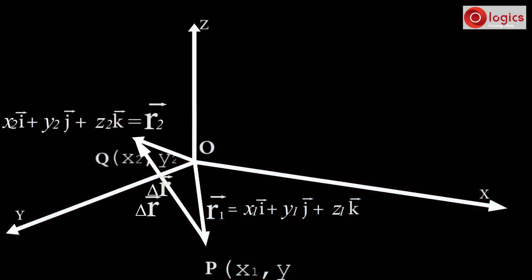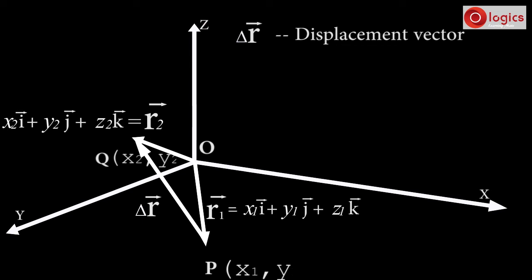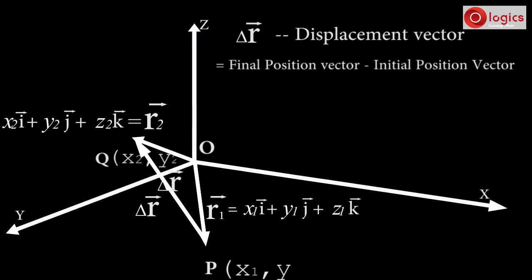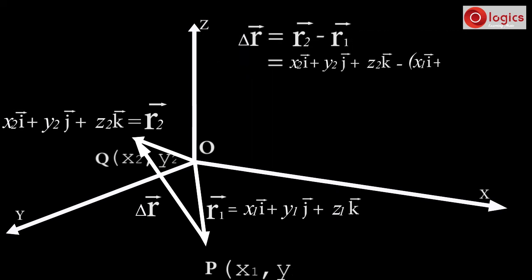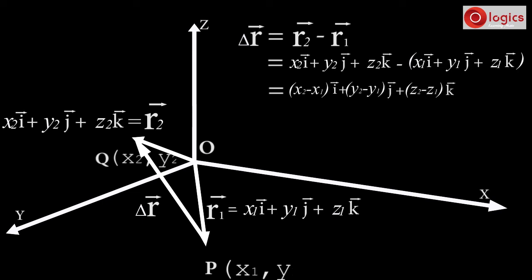Let us understand the derivation of displacement vector. Displacement vector delta r bar equals final position vector minus initial position vector. Delta r bar equals r2 bar minus r1 bar. On substitution, we get the following, which represents displacement vector.